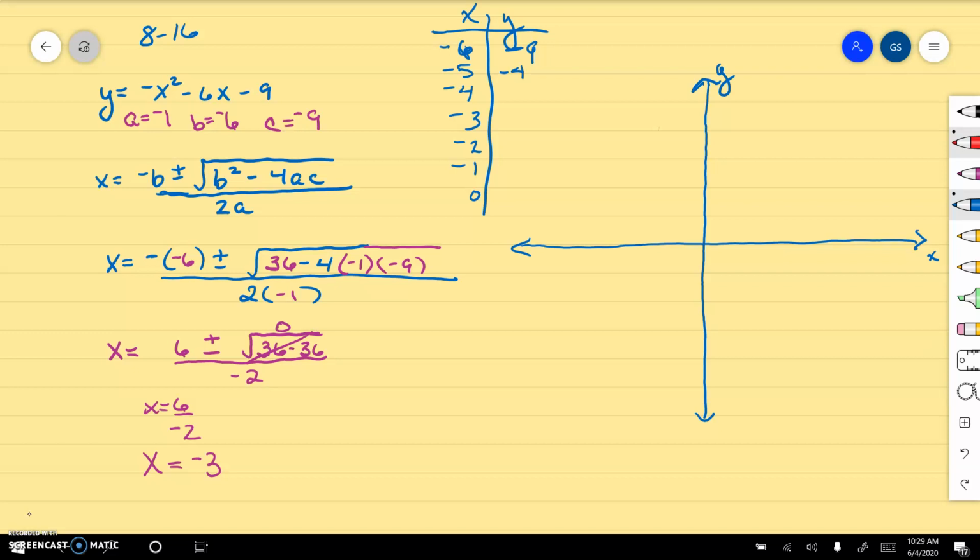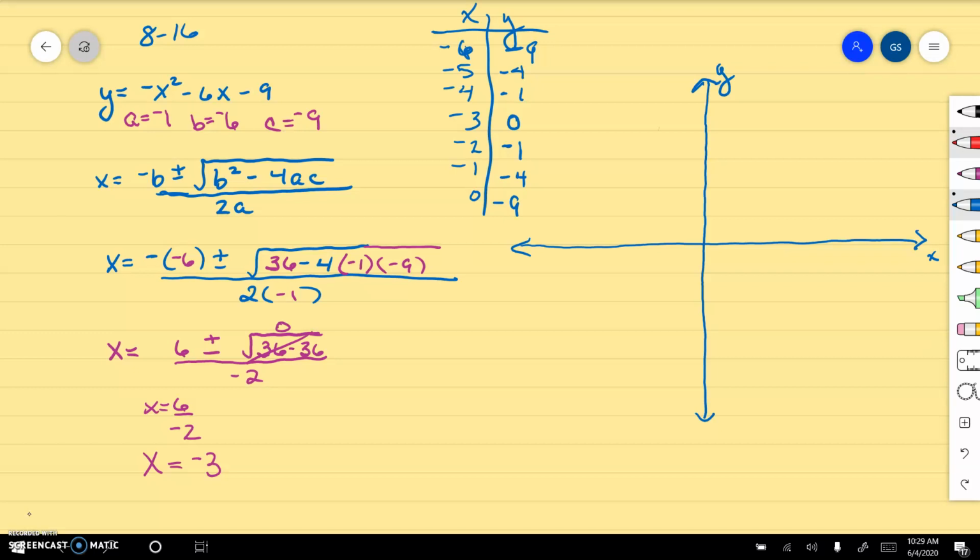Copy this down, please. For the input of negative 4, I get a negative 1. For the input of negative 3, I get a 0. For the input of negative 2, I get a negative 1. Negative 1 gives you a negative 4, and 0 gives you a negative 9. So we're going to try to plot this as neatly as we can.